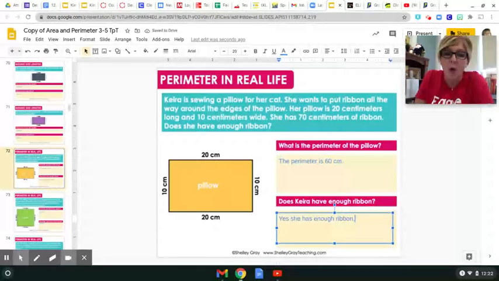Okay, so rewatch this video if needed. The next thing you're going to do in math today is a guided practice with 2 example problems similar to these. Rewatch if needed.